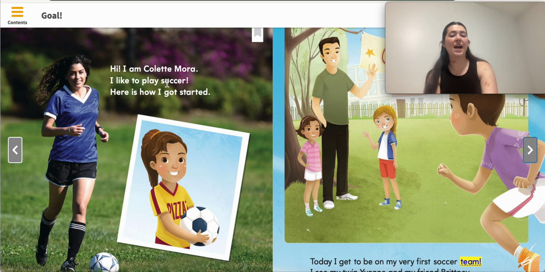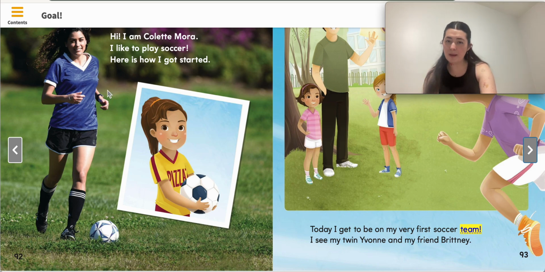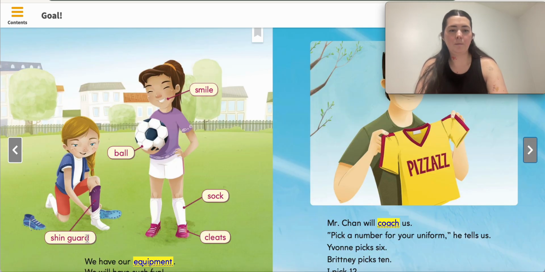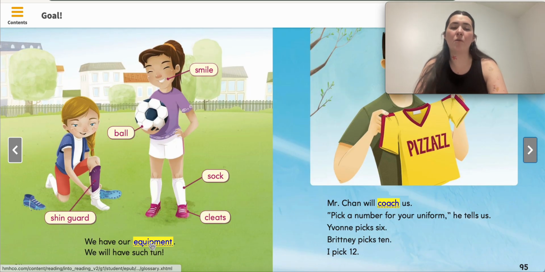This says, "Hi, I am Colette Mora. I like to play soccer. Here's how I got started." Here's an actual picture of her, and then a drawing of her. "Today I get to be on my very first soccer team. I see my twin Yvonne and my friend Brittany. We have our equipment. We will have such fun."